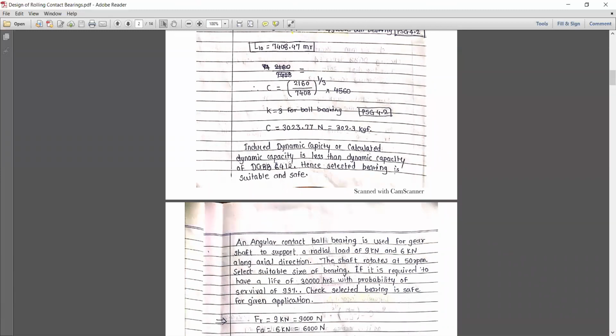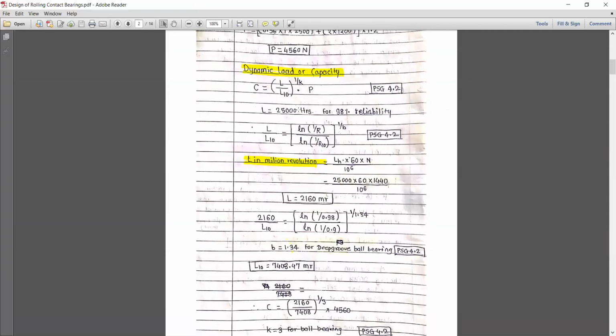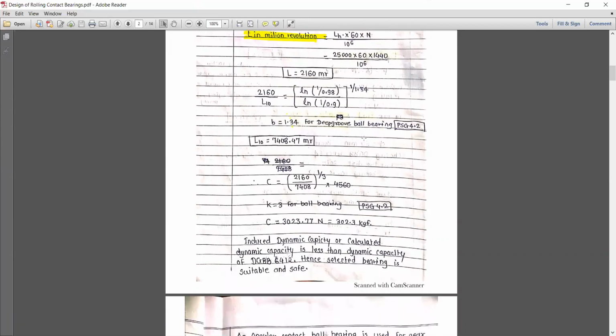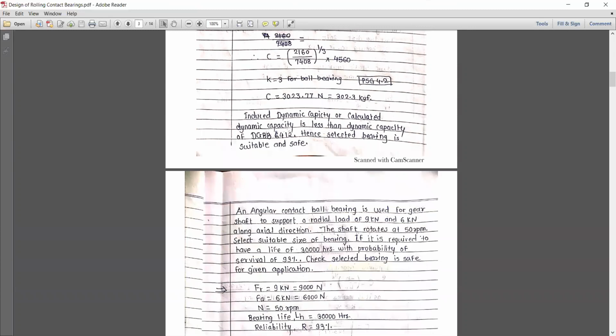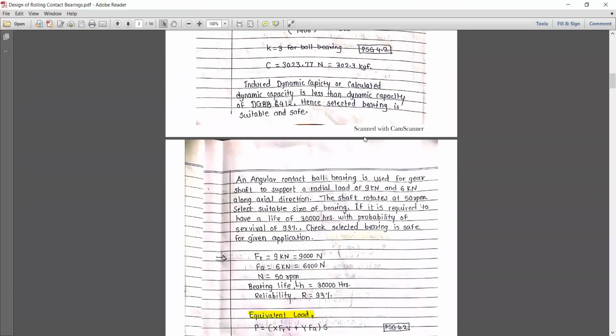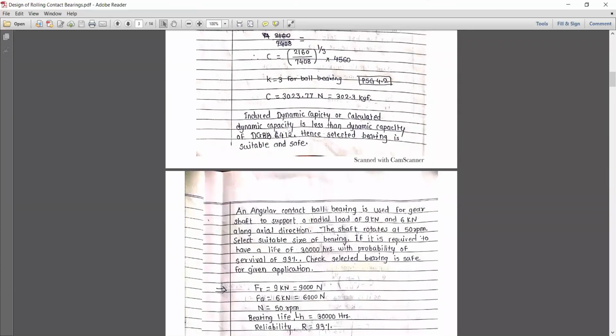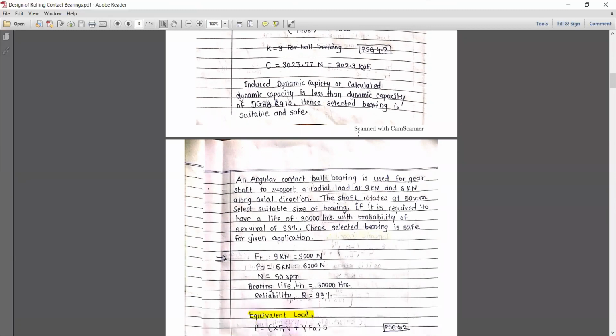Now next step is to calculate the value of dynamic capacity. We have an equation over here already. C is equal to L by L10 raised to 1 by K into P. So putting all the values, here the value of K we need to calculate. For ball bearing it is 3, and for roller bearing it is 10 by 3. You can refer PSG page number 4.2.